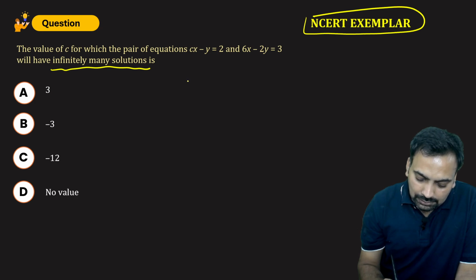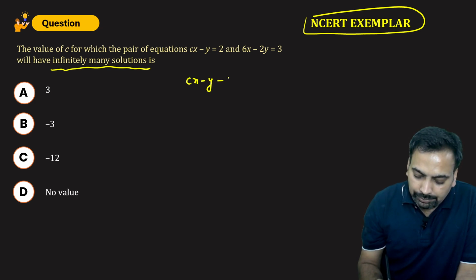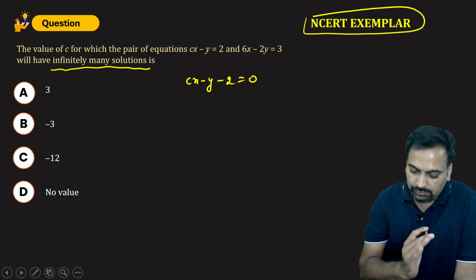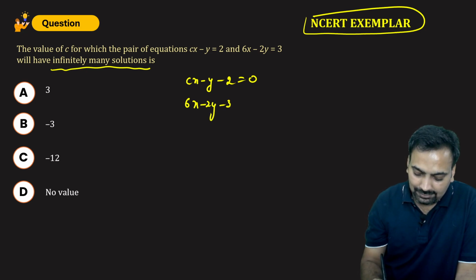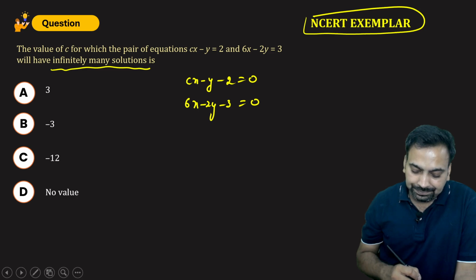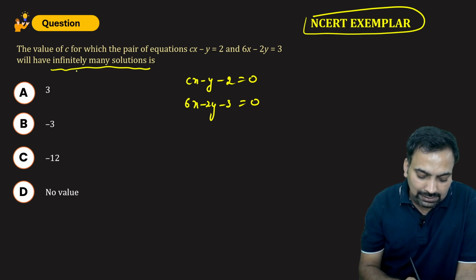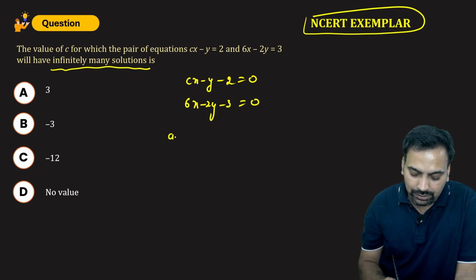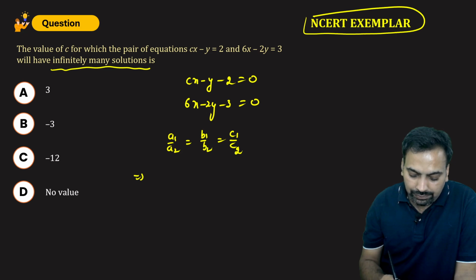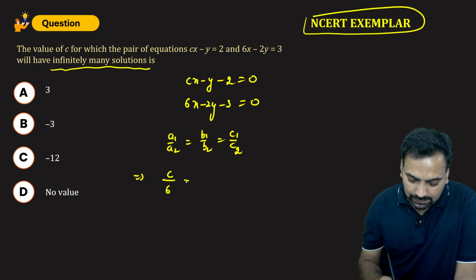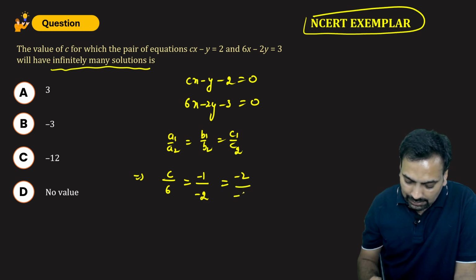So first of all, you have to bring all the variables and the constant part to one side. Now it says this has infinitely many solutions, and the infinite solution condition is this. So from A1, A2 you can find A1 is C, A2 is 6, B1 is -1 and B2 is -2, and C1 is -2 and this is -3.